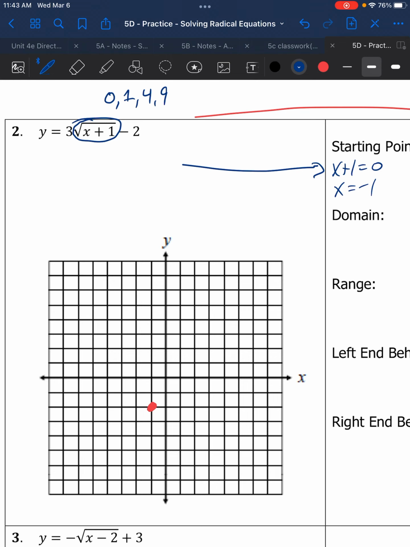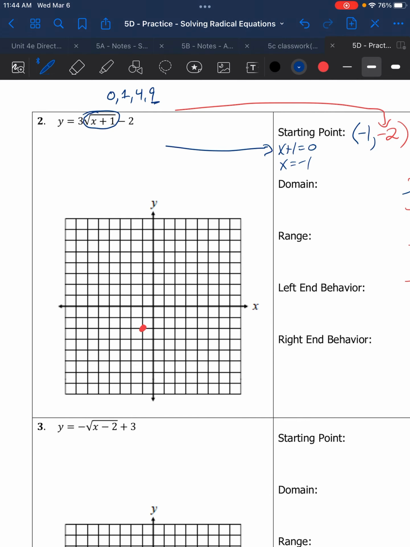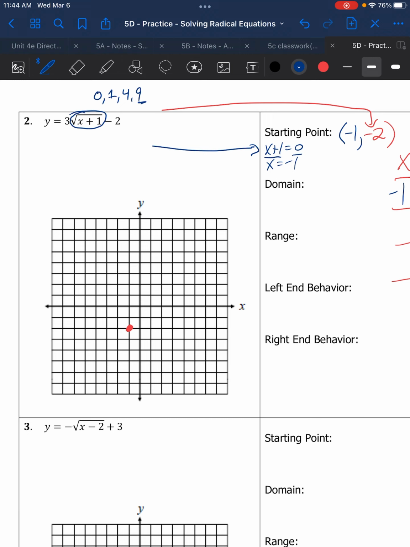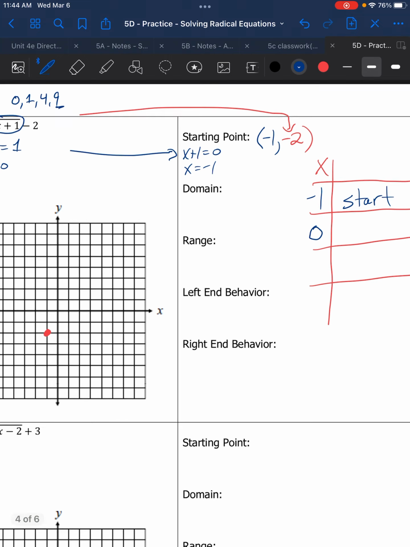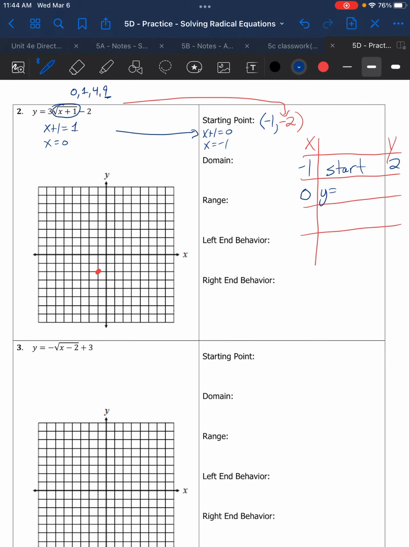I don't want anything bigger because my graph only goes out to 8, so 9 really is going to be too big. I have 0 already because I said x plus 1 equals 0. For the next one, what number plus 1 would equal 1? Subtract 1, you get x equals 0. So 0 is my next x value. When I substitute 0 in, I have y equals 3 times the square root of 0 plus 1, minus 2. Simplify the right side: 0 plus 1 is 1, the square root of 1 is 1, times 3 is 3, minus 2 is 1. So my coordinate is 0, 1.